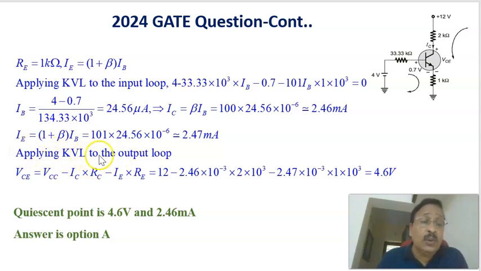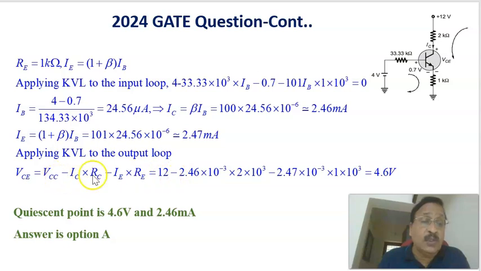Applying Kirchhoff's voltage law to the output loop, the total voltage VCC is equal to 12 volts. VCC equals the drop across RC plus VCE plus the drop across RE, or VCE equals VCC minus the drop across RC, IC into RC, minus the drop across RE, IE into RE. That is the collector to emitter voltage, which can be obtained from the output loop.